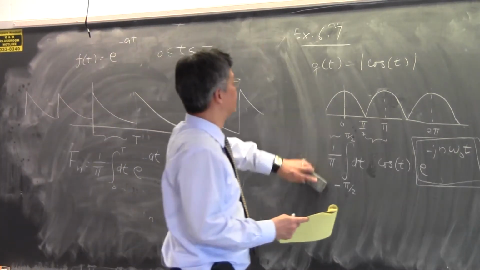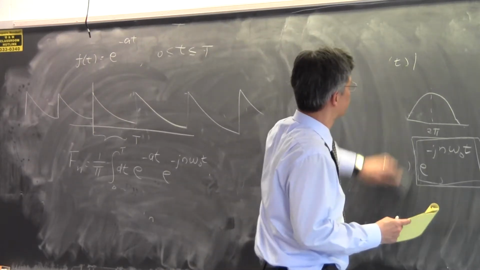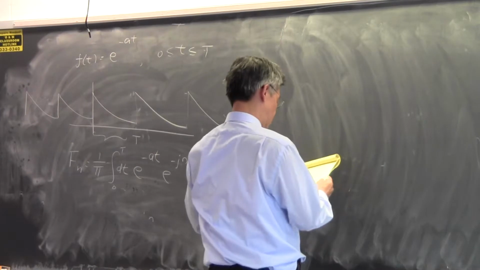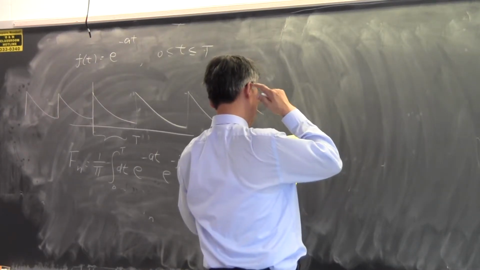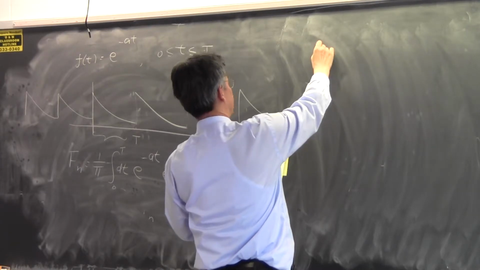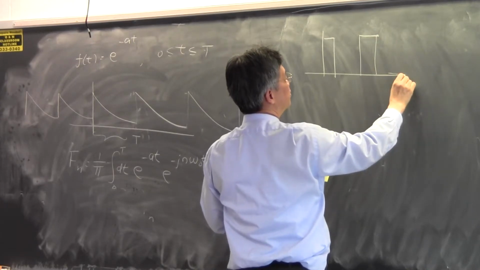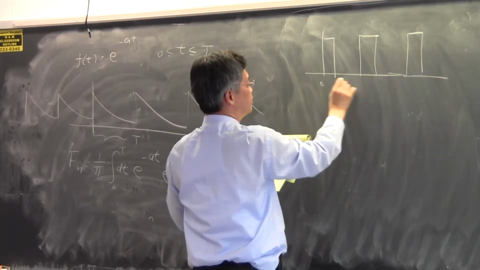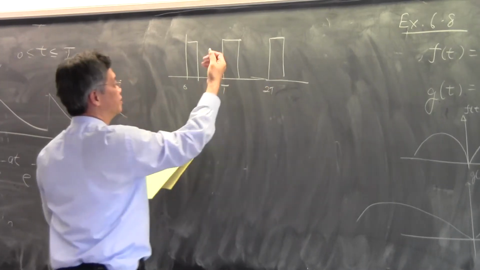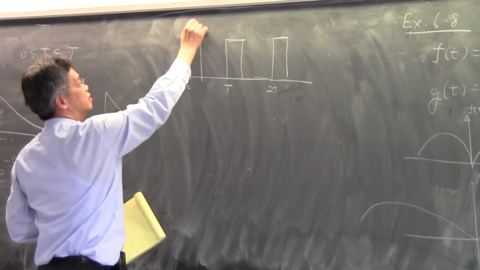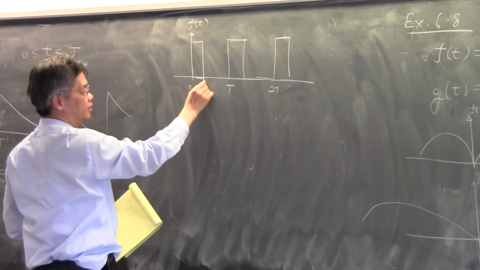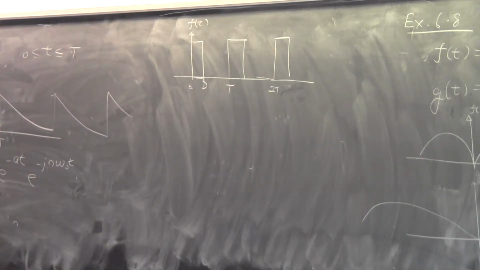And then example 6.10. You have something that looks something like this. A periodic function that looks something like this. This is 0, T, 2T, and so on. And when you multiply by the exponential form, you actually need to integrate only from 0 to T. And again, those integrations are straightforward and easy to do. I won't repeat them, unless you want me to repeat them.